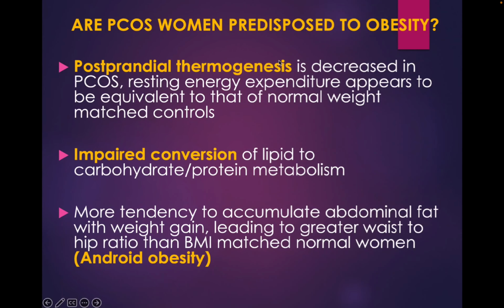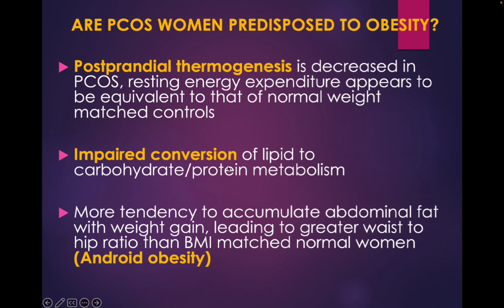So are PCOS patients more predisposed to obesity? This is a question which many PCOS women ask: am I supposed to gain more weight when I am compared with my counterparts? What happens in PCOS women is that there is something known as postprandial thermogenesis, which is decreased in women with PCOS. Whenever we have food intake, insulin secretion happens, and that leads to thermogenesis in our body, so that we metabolize the food which we have taken. Resting energy expenditure appears to be equivalent to that of normal weight-matched controls, but because the postprandial thermogenesis is decreased in these patients, that leads to weight gain.